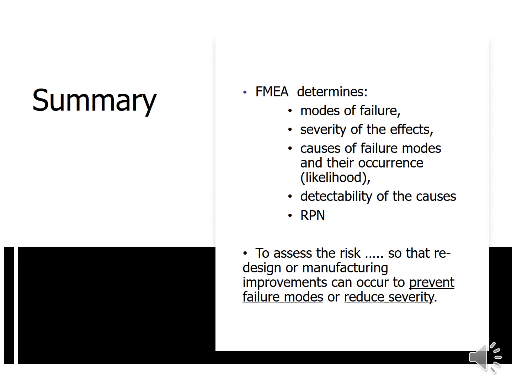Okay, summary for this slide about the FMEA. Mode of failure, severity of effect, cause of failure, detectability, and then RPN. The task is to detect risk and assess the risk, so that we design the manufacturing improvement that can occur to prevent failure mode or reduce severity.